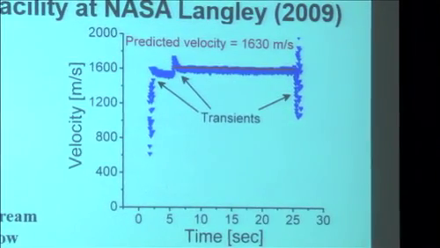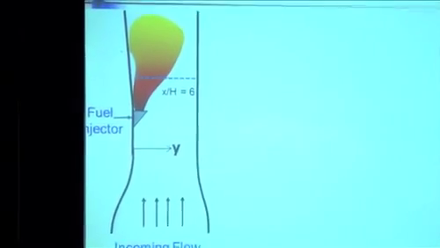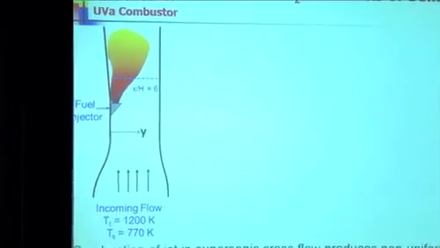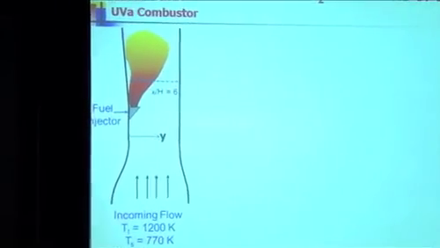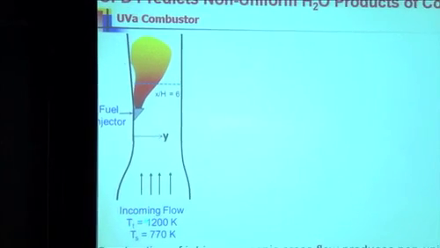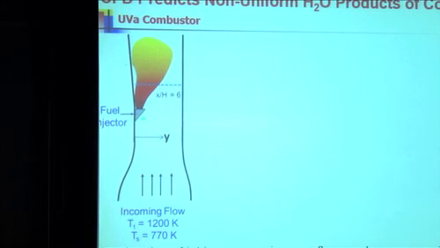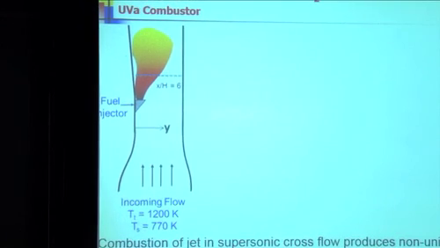So we've taken these ideas now to the University of Virginia, where the students have been 4 or 5 times. This is a smaller tunnel. The Langley Tunnel is kind of a big deal. It's like a huge, monstrous facility. This is a small university tunnel. This is about an inch across here, maybe an inch and a half. They have electrically heated gas at about 1200 Kelvin total temperature, 770 static temperature.